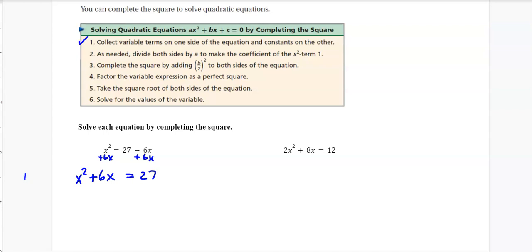As needed, divide both sides by a to make the coefficient 1. So we're already sitting pretty good because our a value, there's no number in front of x squared. So we're in pretty good shape. So we don't have to do step 2.